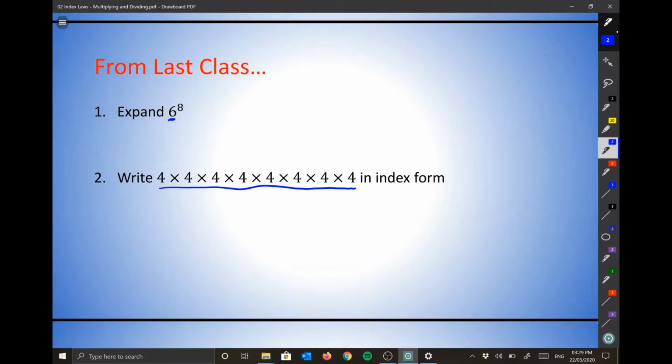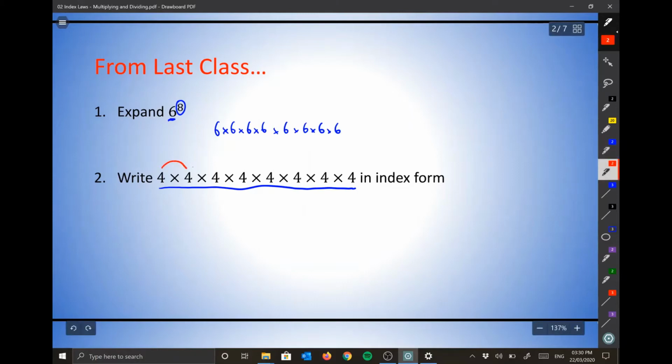Okay, so hopefully you've had a go yourself. 6 to the power of 8 in index notation is the same as 6 times by itself 8 times. And moving on to the second one, we have 4 times by itself, and we just have to count up how many times. 1, 2, 3, 4, 5, 6, 7. Sorry, 8. There's 8 there. So in this case, to turn this into index form, our base is 4 and our power is 8.